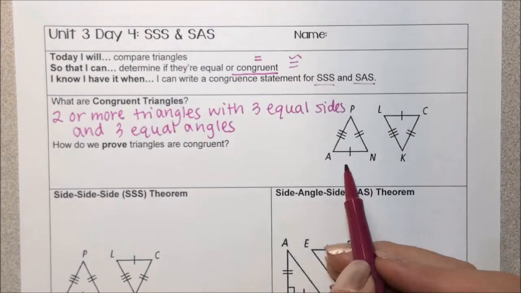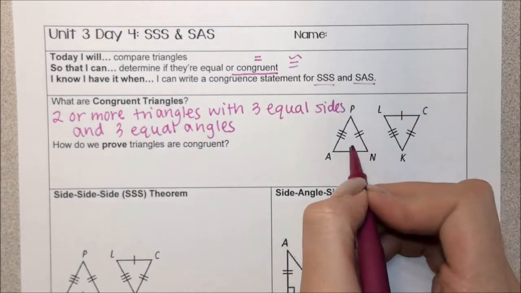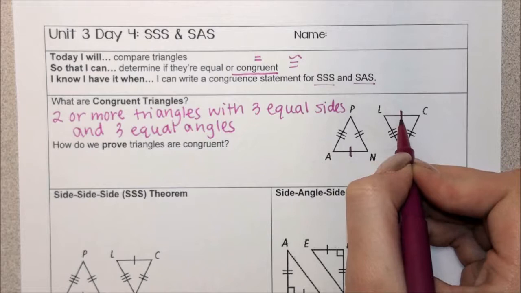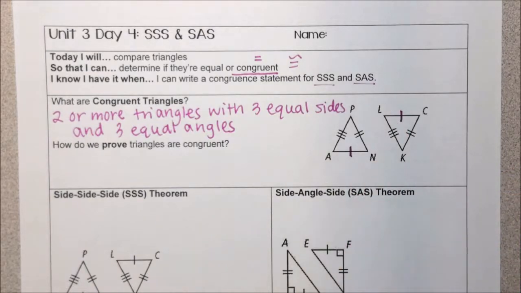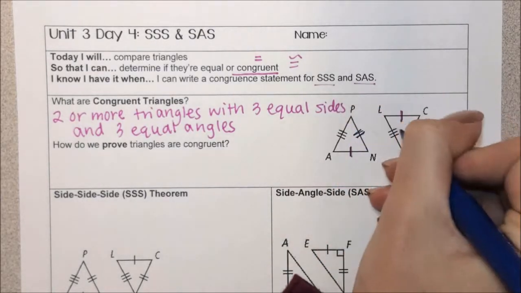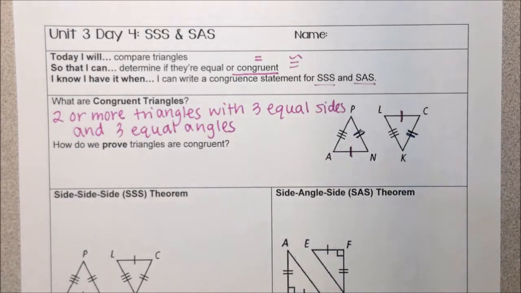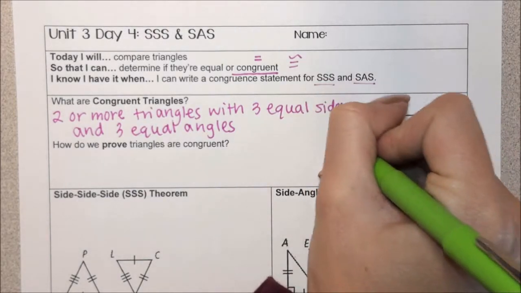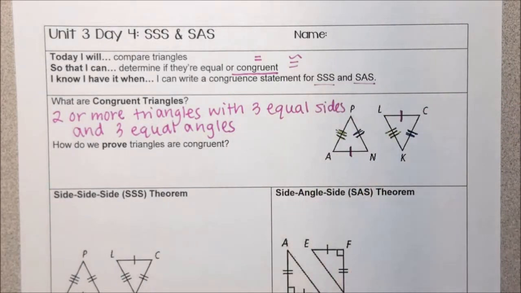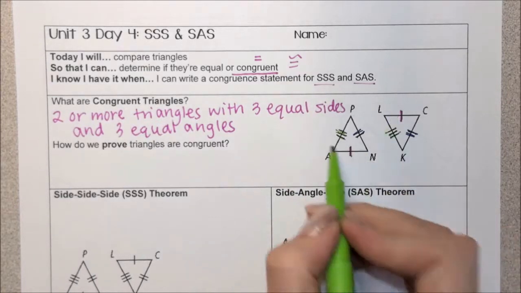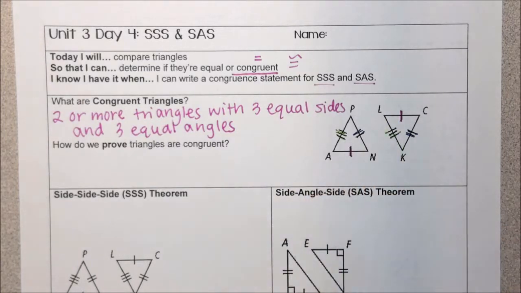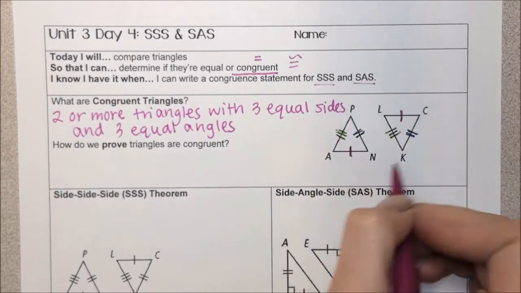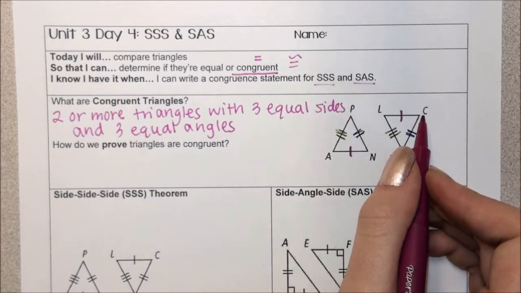So if we look at this example here, we see one dash mark on these sides, two on these sides, and three on these sides. So that shows us that there's a set of equal sides for all of the sides between the triangles. So these are an example of congruent triangles.